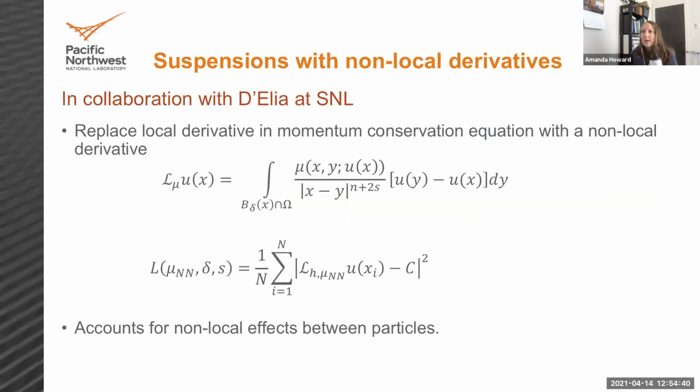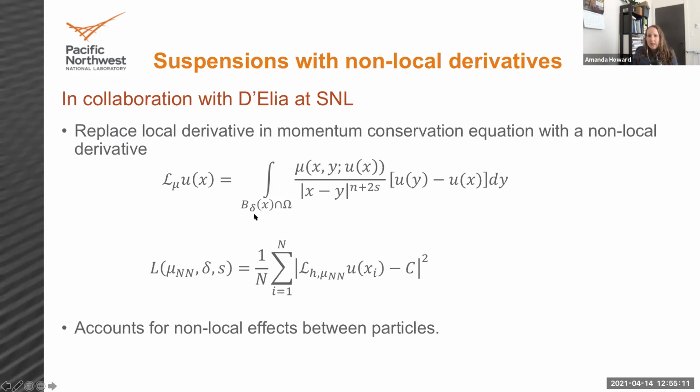So this is work that I'm working on right now in collaboration with Sandia. And what we want to do is replace the local derivative in the momentum conservation equation with a non-local derivative. So this is our non-local derivative. So we have the viscosity mu and the fluid velocity u. This is a non-local diffusion equation. And then we have 2 parameters that are unknown. So one is this parameter s in the denominator here. And then one parameter is this delta.